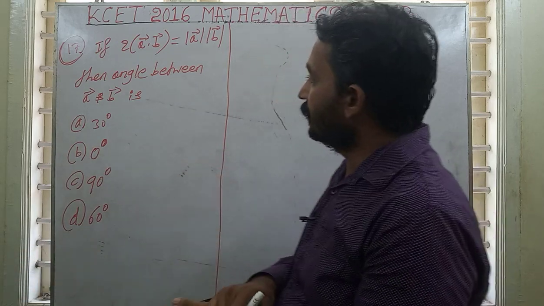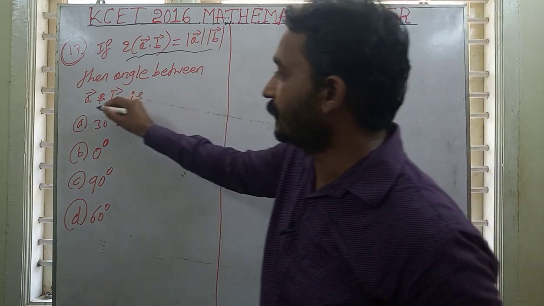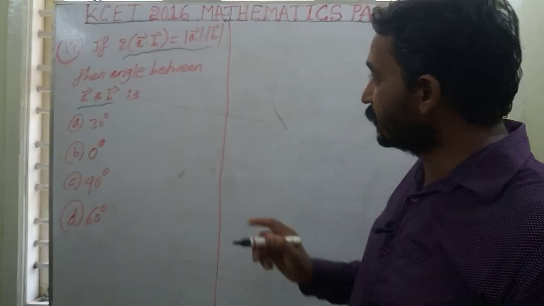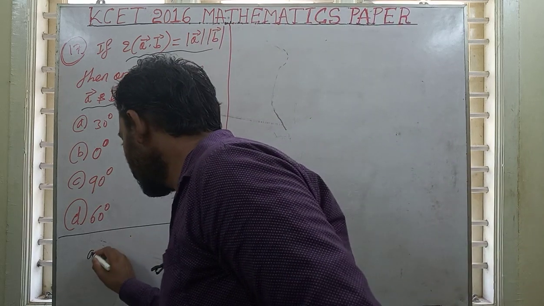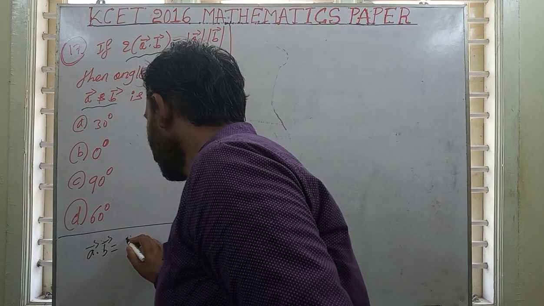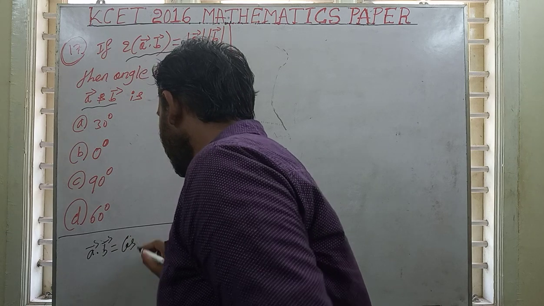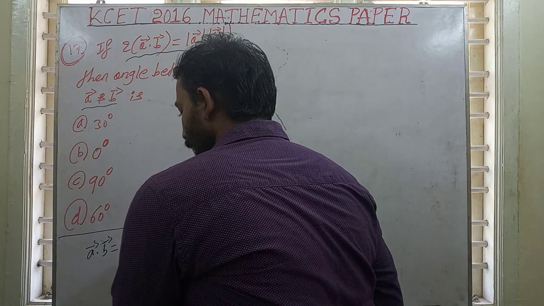Okay, so now let us take the given condition. In this case, 2 into a dot b is equal to magnitude of a into magnitude of b, then find the angle between them, a and b. So using one formula, what is the formula? A dot b formula. So a dot b is equal to cos theta into magnitude of a into magnitude of b.